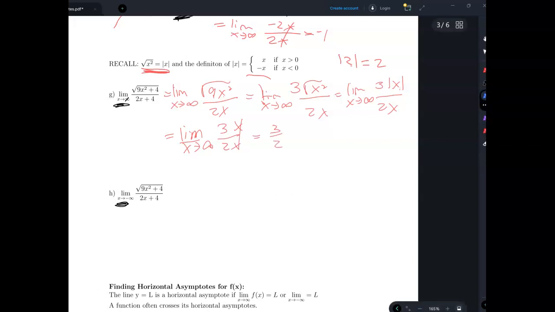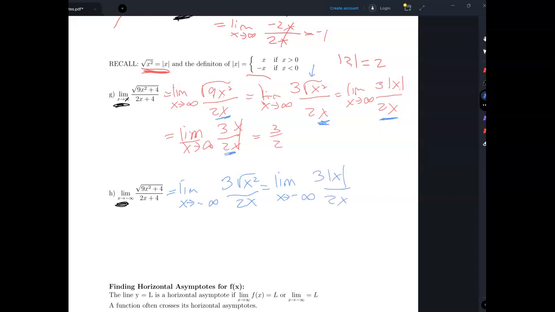So again, all of these steps are necessary to show, so I see that you understand that you're using the definition of absolute value. This one here, x is going to negative infinity. So I'll get 3 root x squared. I can take liberties because I just did it up here, right? Over 2x. I did not skip any of the crucial steps. So the limit as x goes to negative infinity of 3 absolute value of x over 2x.